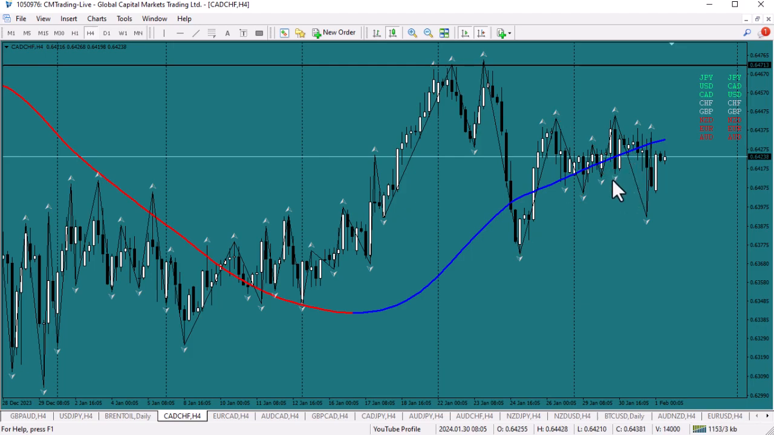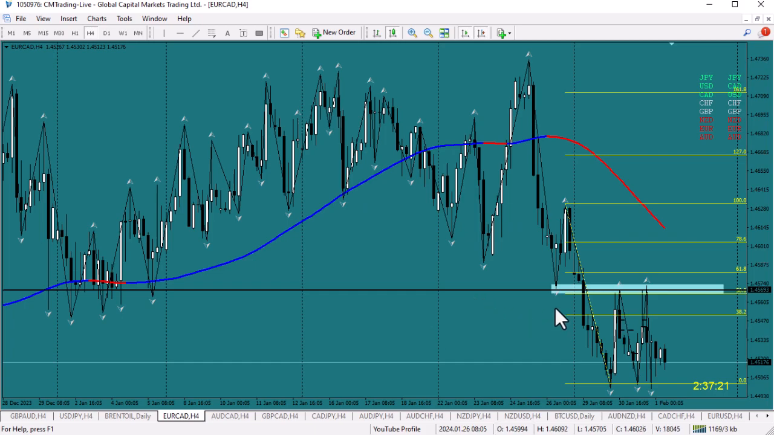So I'll clean up this chart. If you look at the CAD Swiss currently, I'm not interested in trading anything at this stage, so I'll leave it for another day. And the Euro CAD, quite lovely setups.